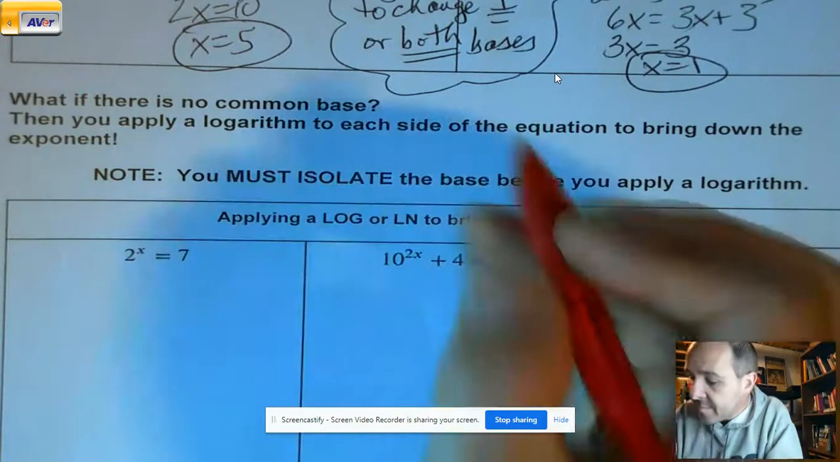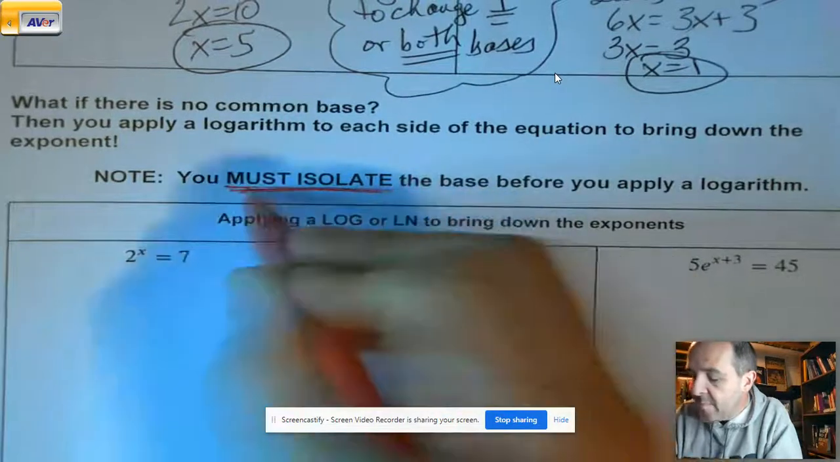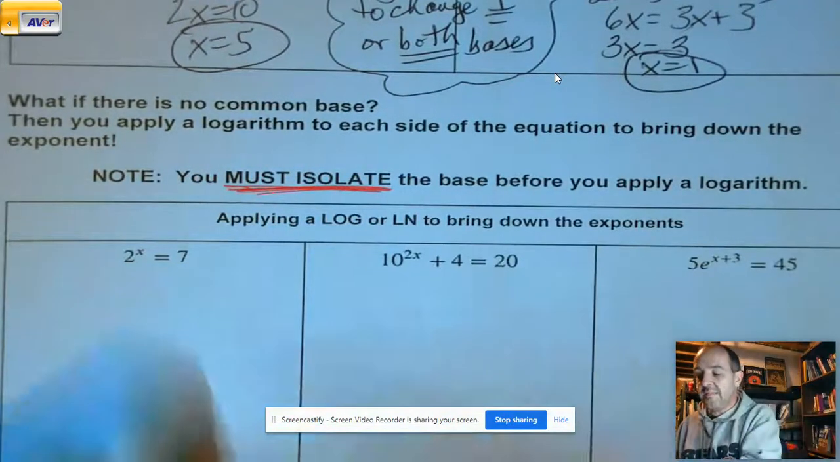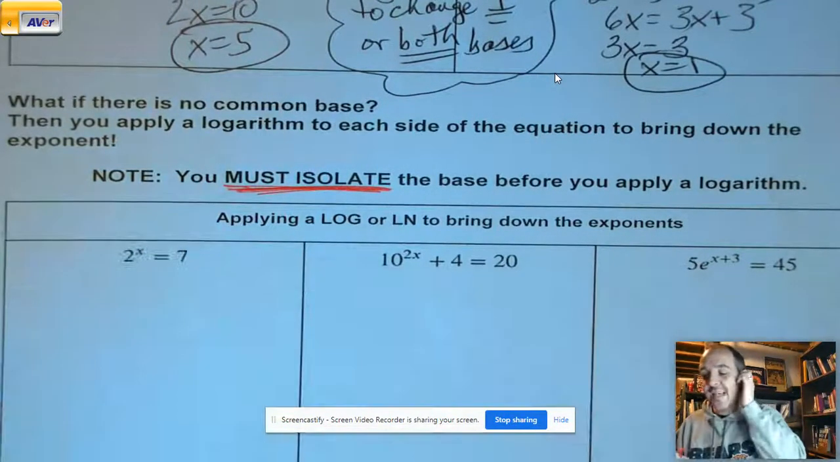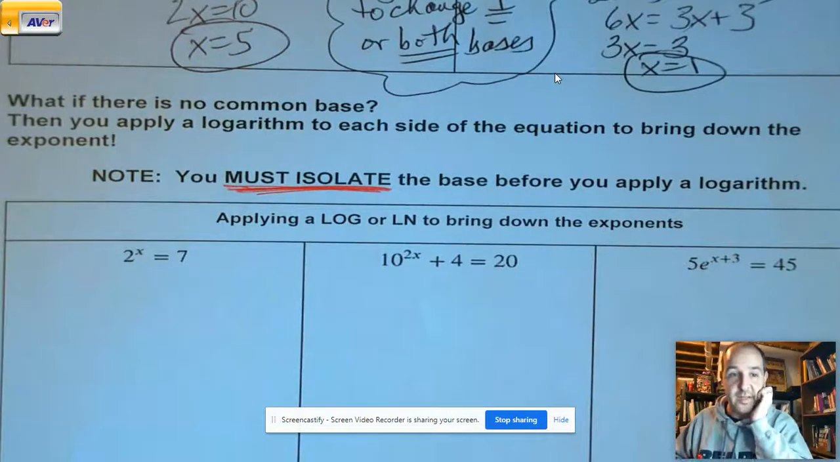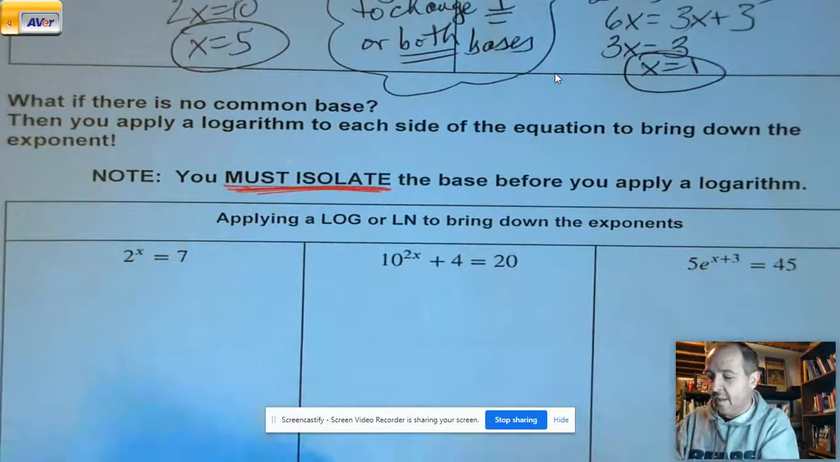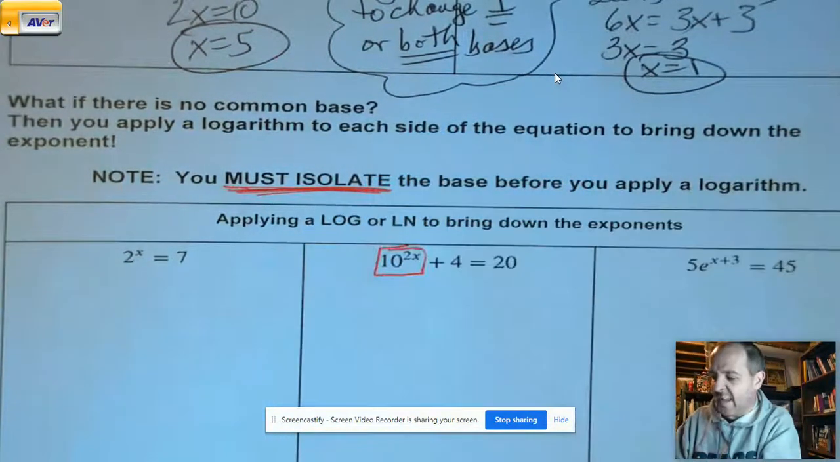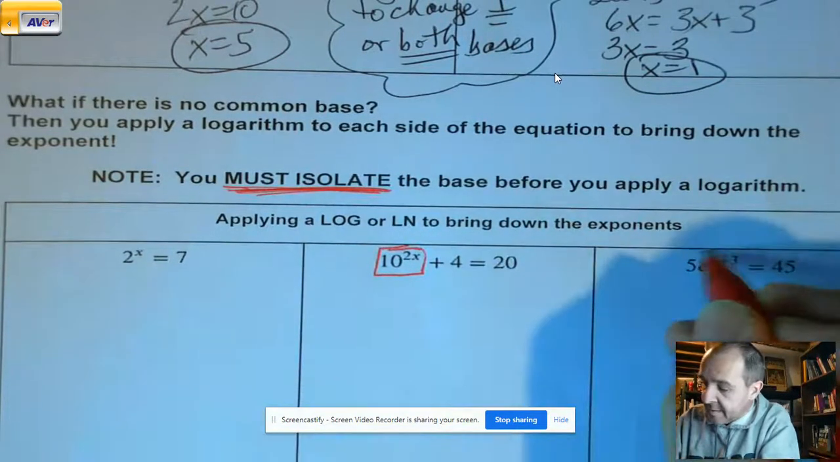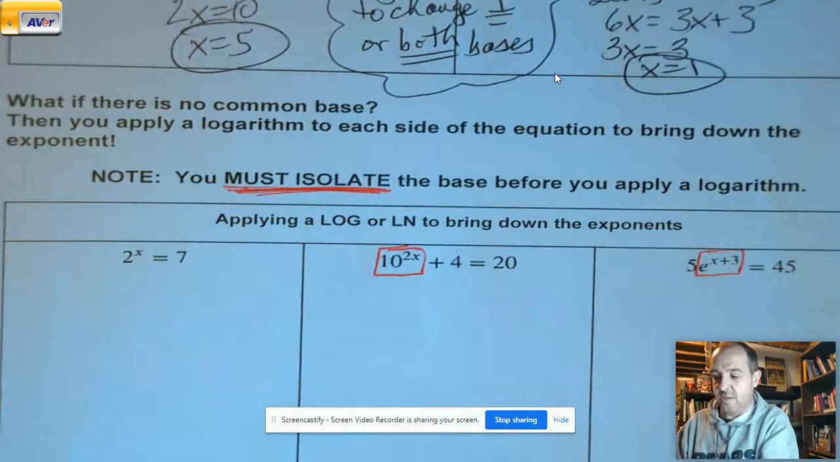First, whatever your base value is, with the exponent, that's got to be isolated before you apply a log. So like in the first one, it's done. In the second one, I would have to get that alone first. In this one, I would have to get that alone first.